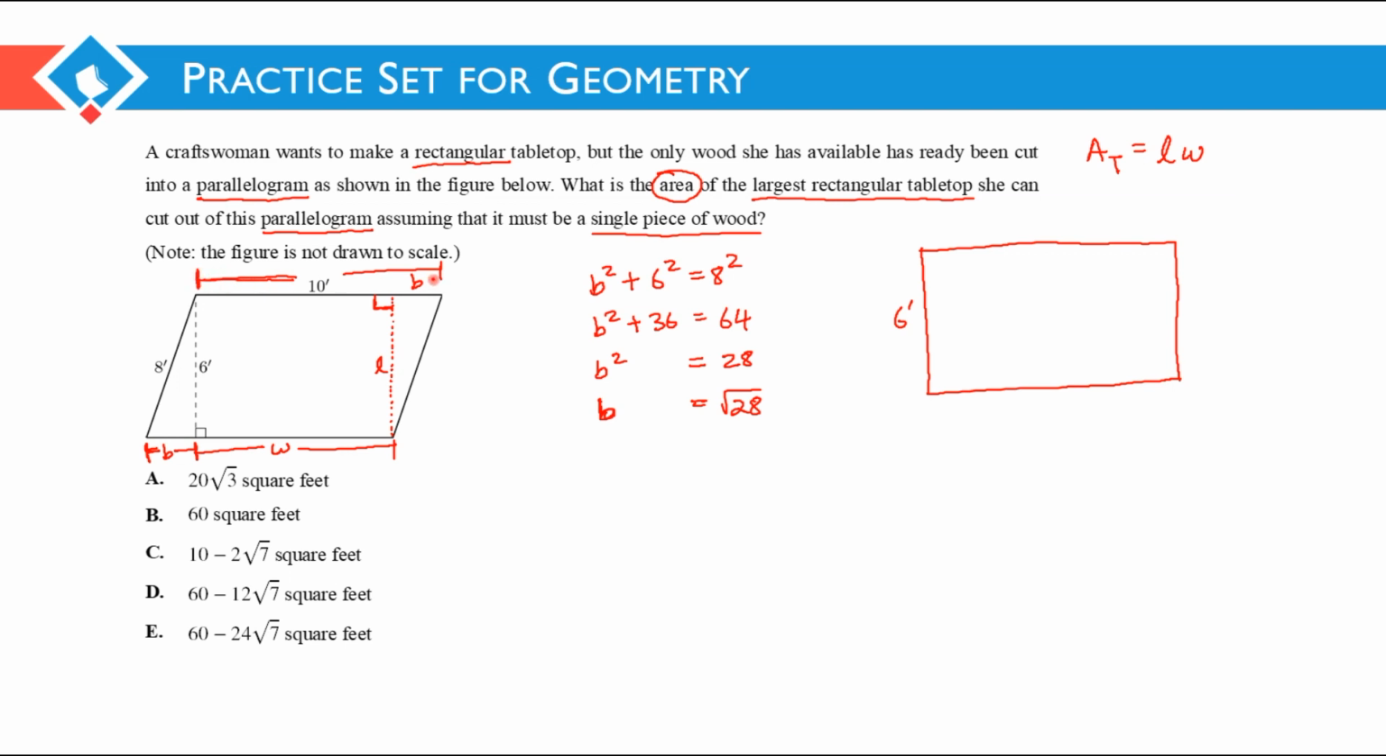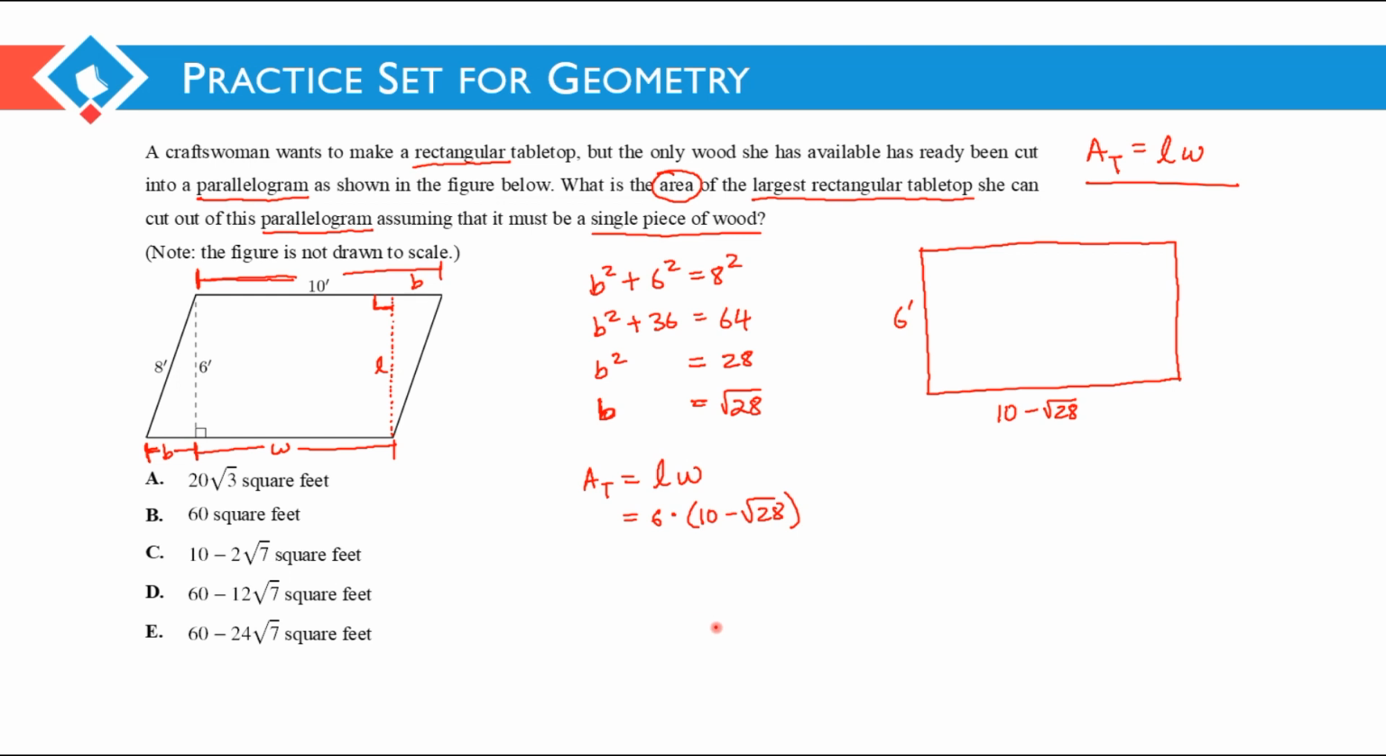And we know it's going to be 10 minus b, right? This length over here is going to be 10 minus b, and we know b is equal to the square root of 28, so this is going to be 10 minus square root of 28. And now all we need to do is plug in all our length and width into our area formula. So let's go ahead and do that here. We know that the area of the tabletop is going to be equal to length times width, which is going to be equal to 6 times our quantity 10 minus root 28.